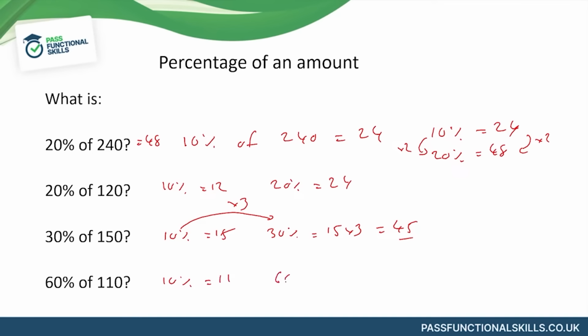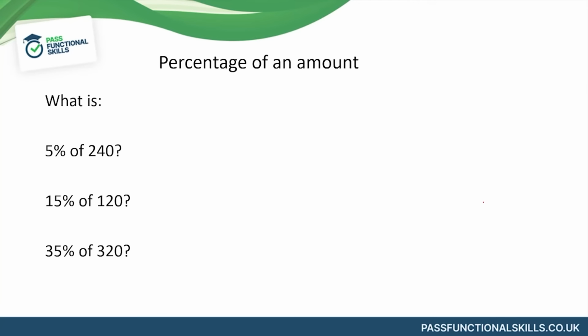10% is 11, so 60% is 6 lots of 11, so 66. So if we can work out 10%, you can work out 20, 30, 40, 50, 60, 70, 80 or 90%. Although having said that, 50%, I'd probably just half it rather than do 10% and multiply by 5. If we can do 10%, we can do 5%. So 10% is 24. So 5% is half of that, so 5% is 12.